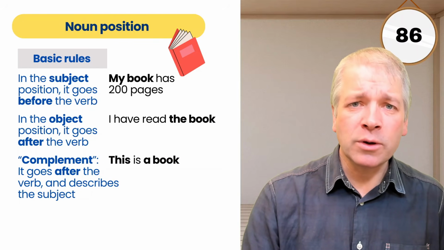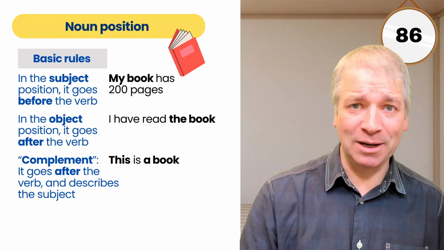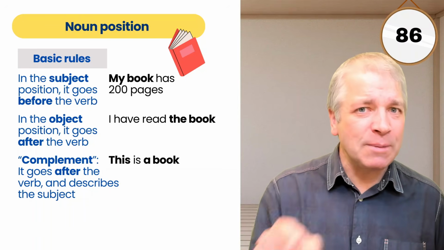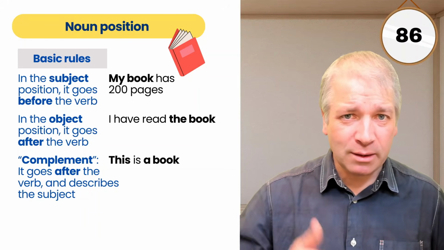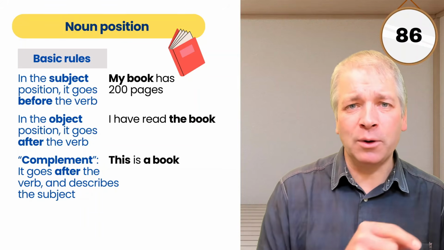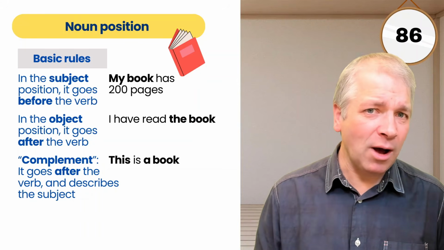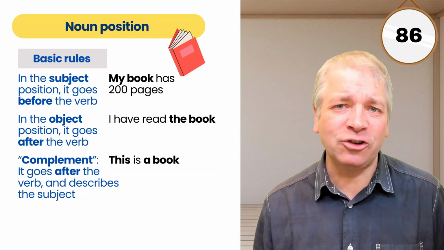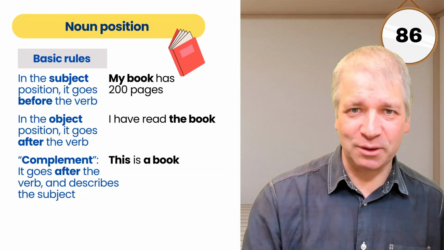And we can also use nouns as complements. Now this is where it goes after the verb and it describes the subject. So, this is a book. Here the information order goes backwards. A book describes this. So here it's not receiving an action, it's telling us more about the subject.